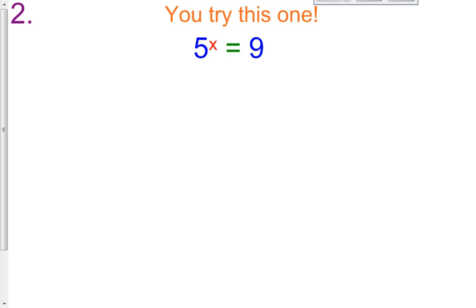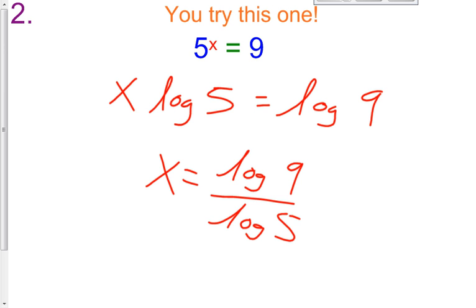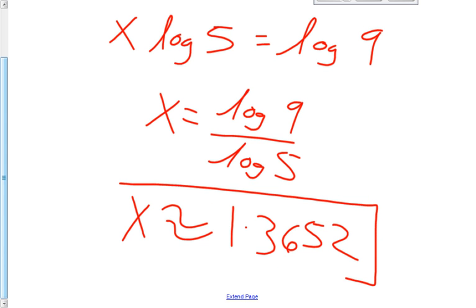You guys try this one on your own. How did you come out? All right, you should take the log of both sides. Log base 5, the x is going to come in front as a coefficient. That equals log 9. So x equals log 9 divided by log 5. When you do that in your calculator, hopefully you got the number. x is approximately equal to 1.3652.